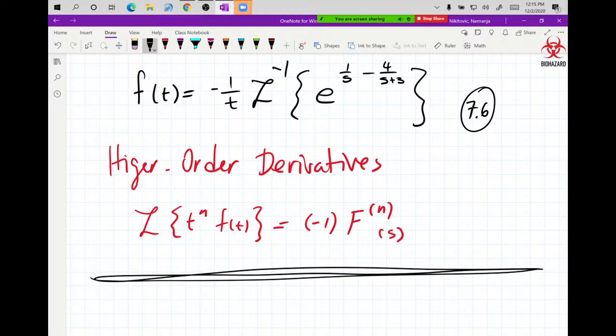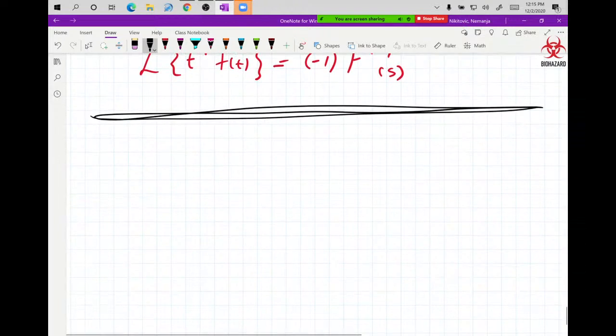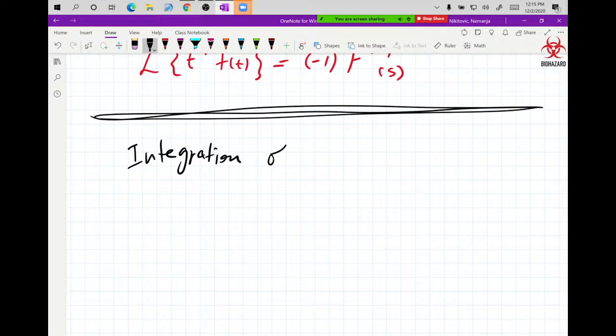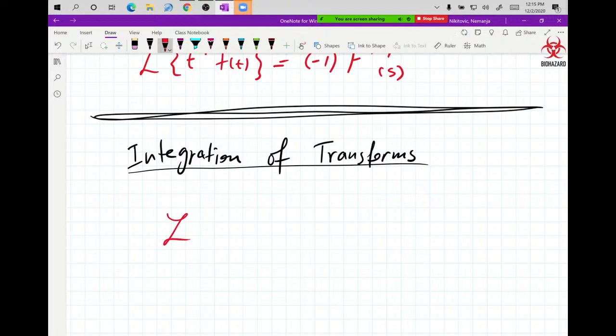And there is your integration of the transform, which is also something that could be very useful in our calculations. Integration of transforms: Laplace of f of t divided by t. This should be common sense immediately because you had times t for derivatives, so for integrals it better be over t.